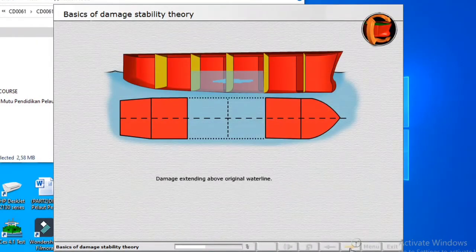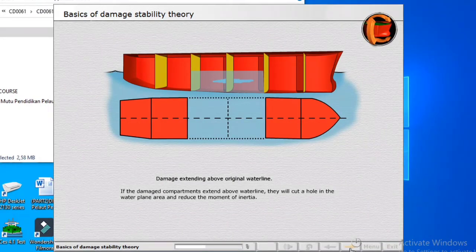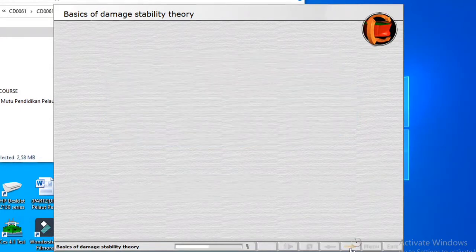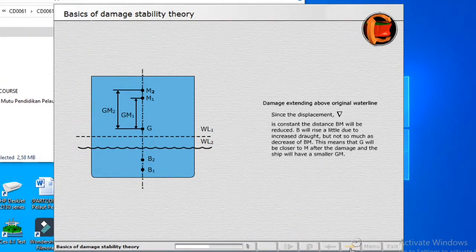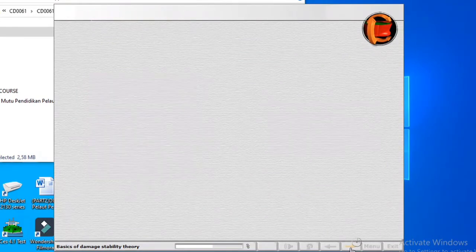Damage extending above original waterline. If the damaged compartments extend above the waterline, they will cut a hole in the water plane area and reduce the moment of inertia. Since the displacement is constant, the distance BM will be reduced. B will rise a little due to increased draft, but not so much as the decrease of BM. This means that G will be closer to M after the damage, and the ship will have a smaller GM.